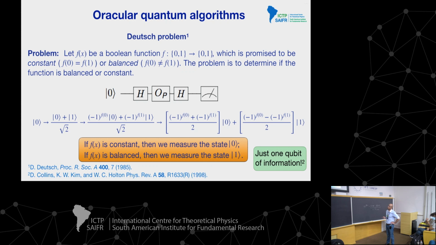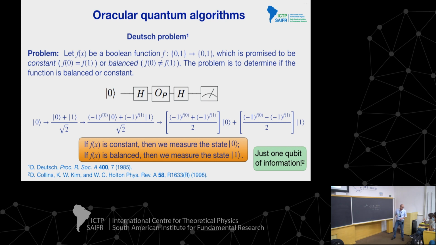So the amplitude of probability is plus minus 1, and the probability is 1. Consequently, as this state is normalized, this amplitude must be 0, right? So if we measure the state 0, the function is constant. If we measure the state 1, the function is balanced, right? This is possible to see here because of this minus sign. At the end of the computation, if the function is balanced, just this amplitude will be plus minus 1. Right? It's clear?